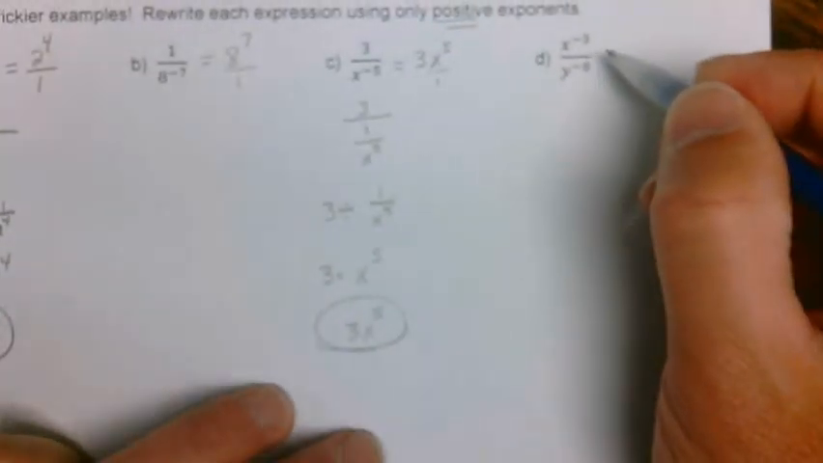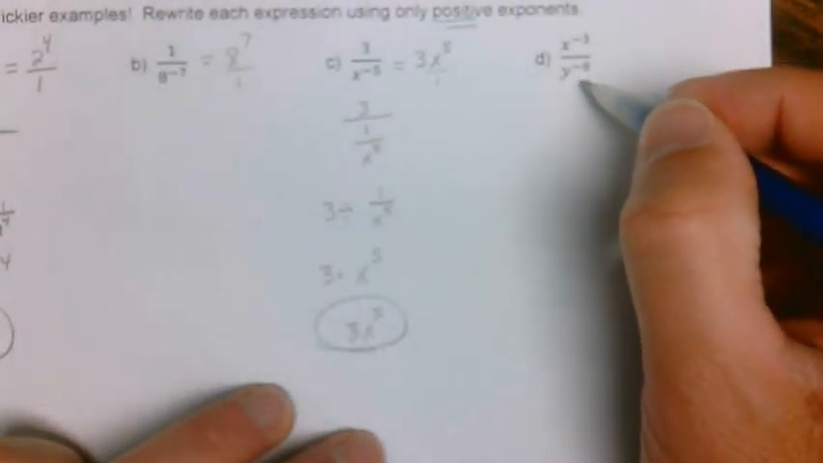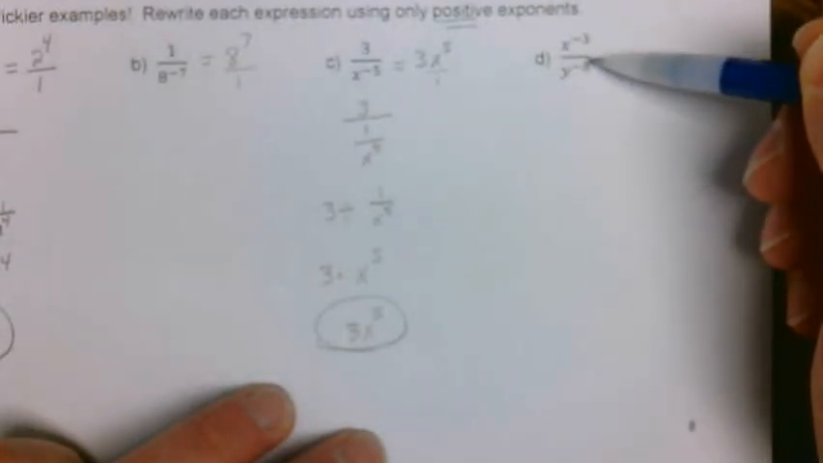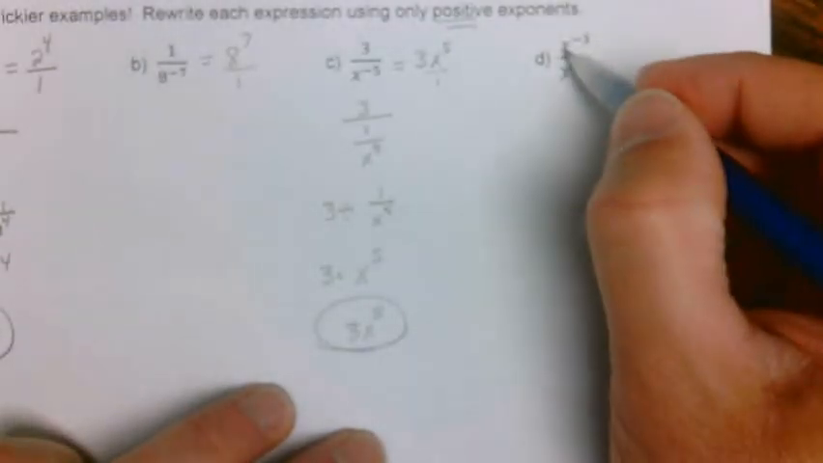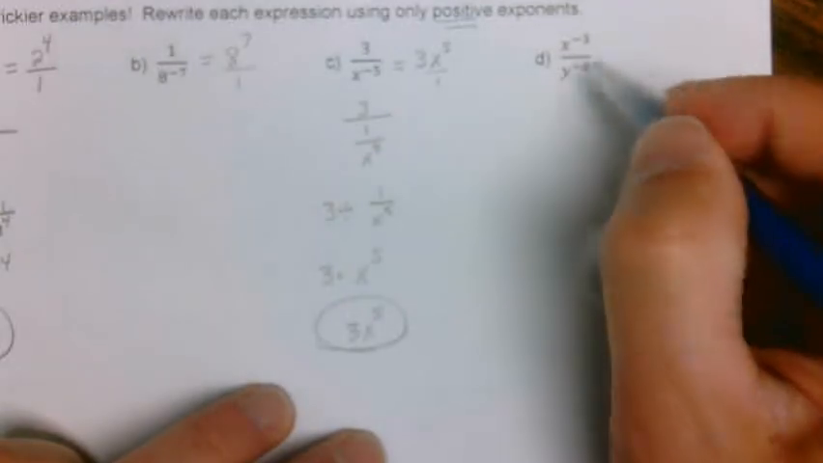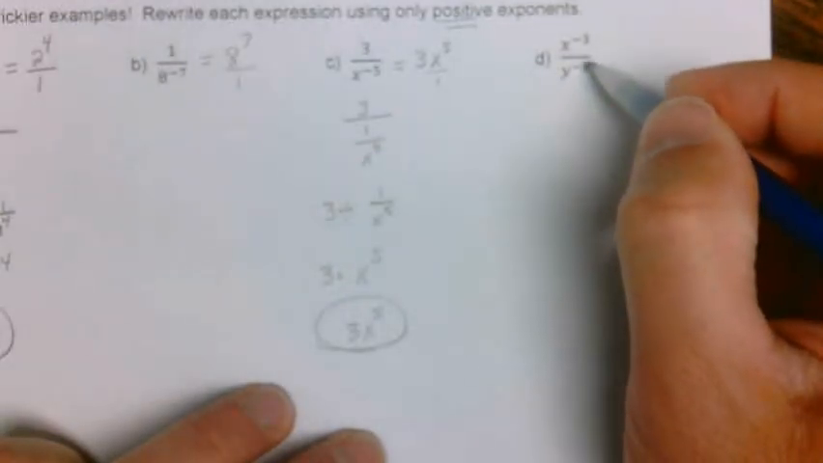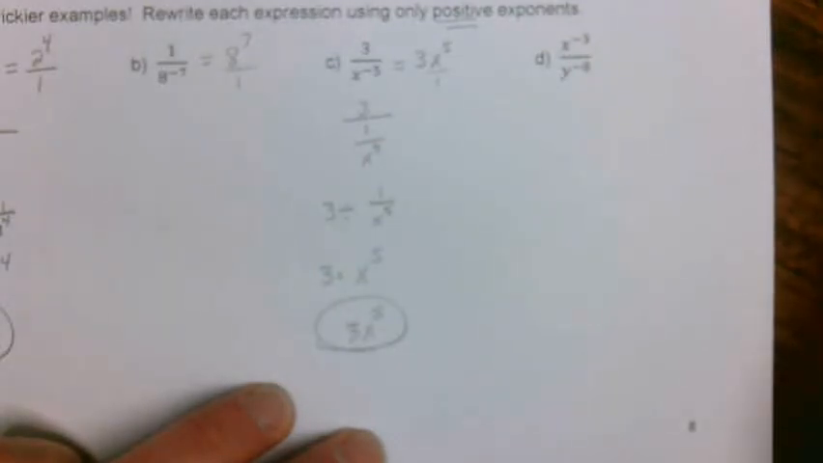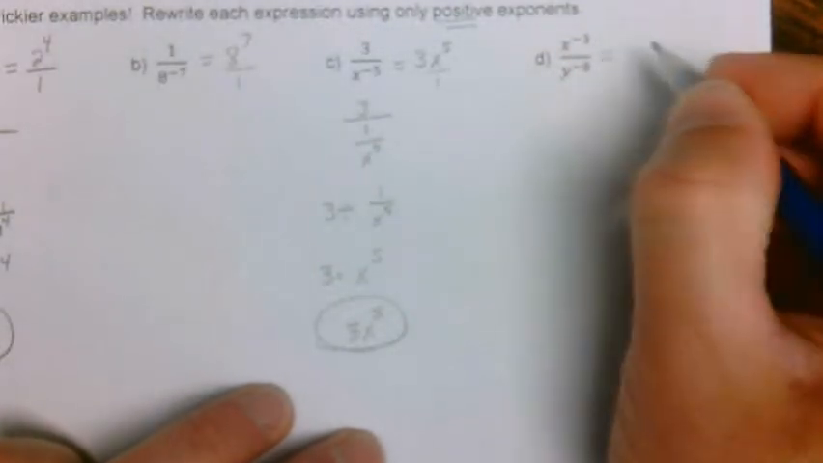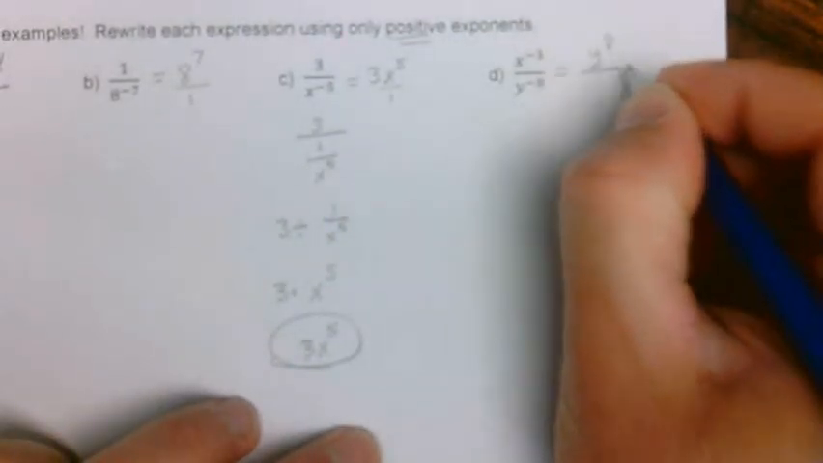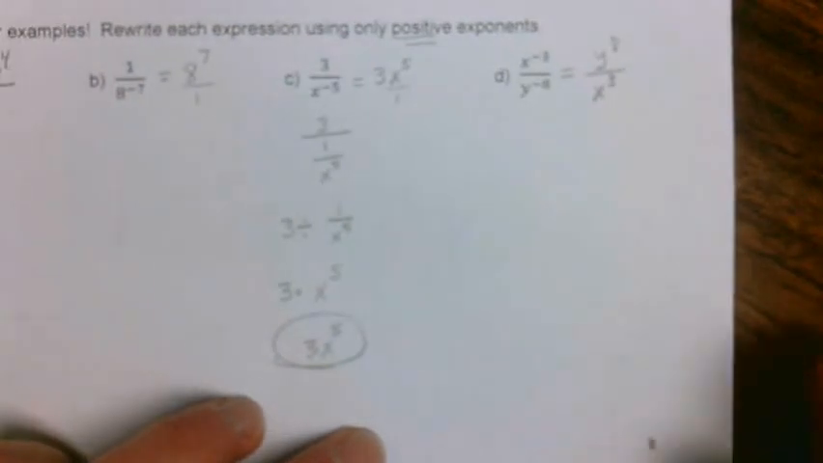x to the negative third divided by y to the negative eighth. Two negative exponents. When we take the reciprocal, we're going to reverse where these are located. So x to the negative third is going to move to the denominator and become positive. y to the negative eighth is going to move to the numerator and become positive. So this is just going to be equal to y to the eighth power over x cubed.